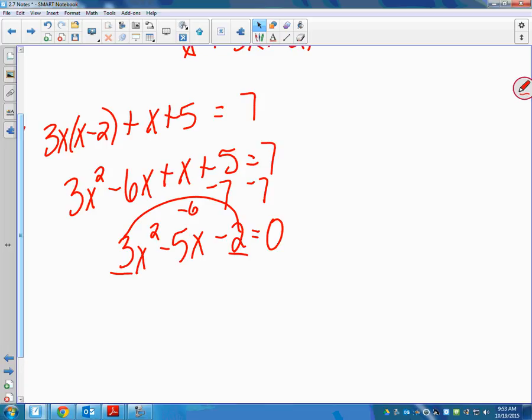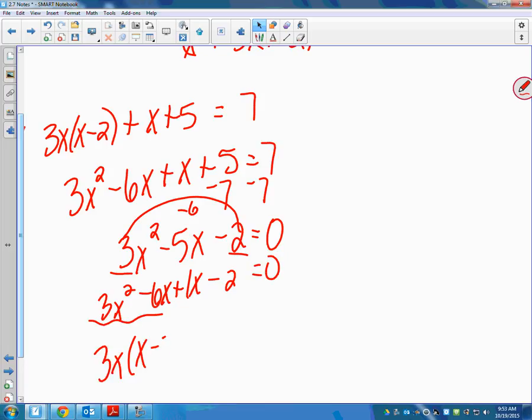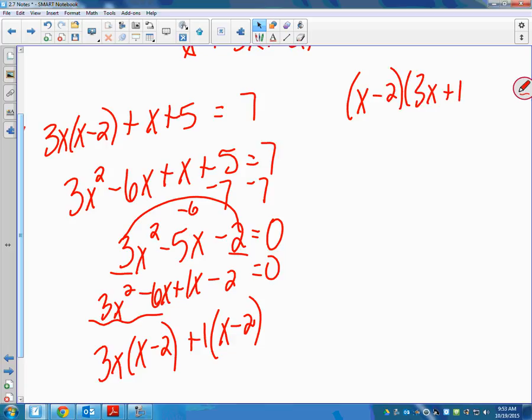We need numbers that multiply to give me negative 6 and subtract to give me negative 5. That would have to be negative 6x plus 1x, yes? Not 3 and 2, because 3 and 2 would have to be a plus sign there. So be really careful when it's 5 and 4, 6 times 2. 3x squared. So I would take out a 3x, and I would get x minus 2, and I would take out a 1, and I'd get x minus 2. So I get x minus 2 times 3x plus 1.